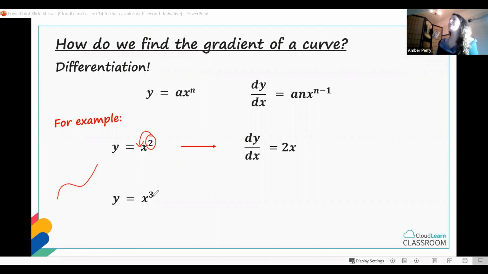Who's going to tell me? Oh, well done. I've got a correct answer from Tabitha as well there. Can someone put in the chat what the derivative, we call it the derivative, what dy by dx would be, the gradient function. Excellent. Well done, Tabitha. Really, really quick. 3x squared. Yes, well done. So take that 3, put it in front of the x, and subtract 1.